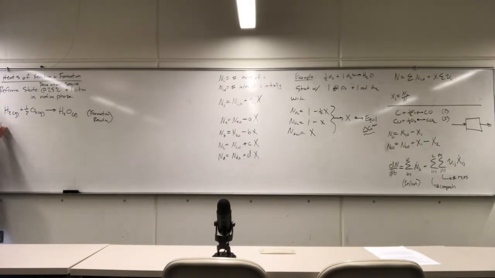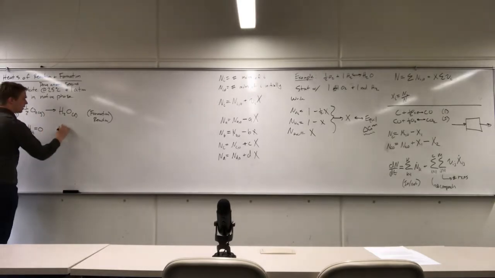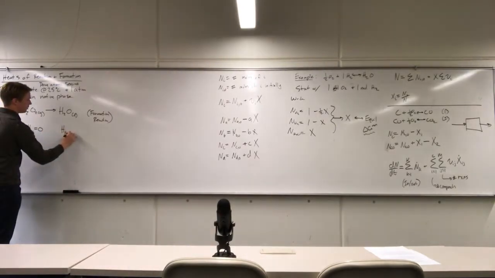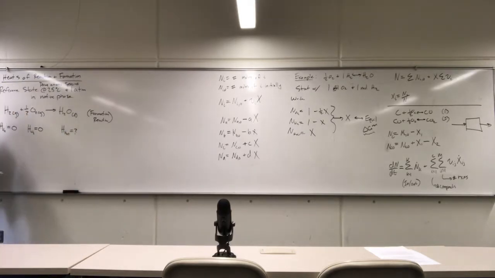So the enthalpy, H of H2, is going to be equal to 0. The enthalpy of hydrogen gas is in its reference state, 25 degrees C, 1 atmosphere, in its native phase. The enthalpy of oxygen is going to be equal to 0. The enthalpy of water is going to be something that's unknown that we're going to physically measure.